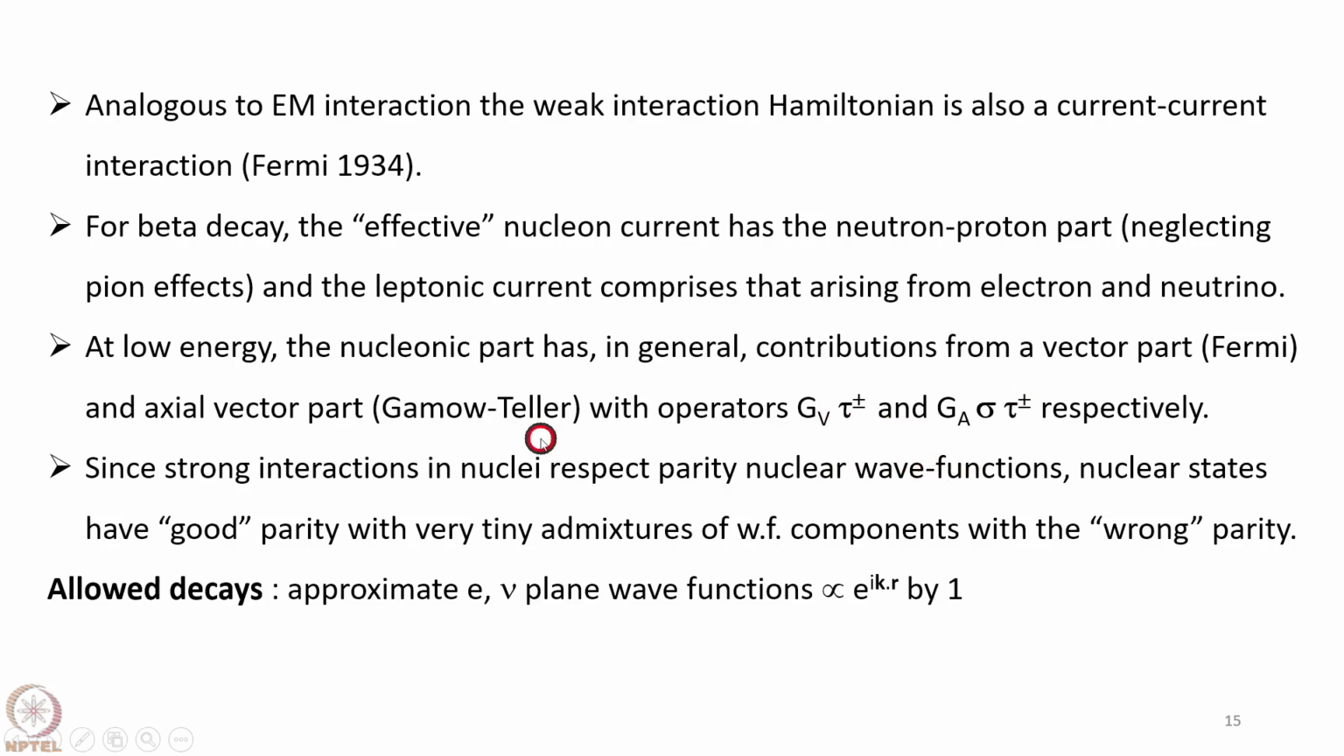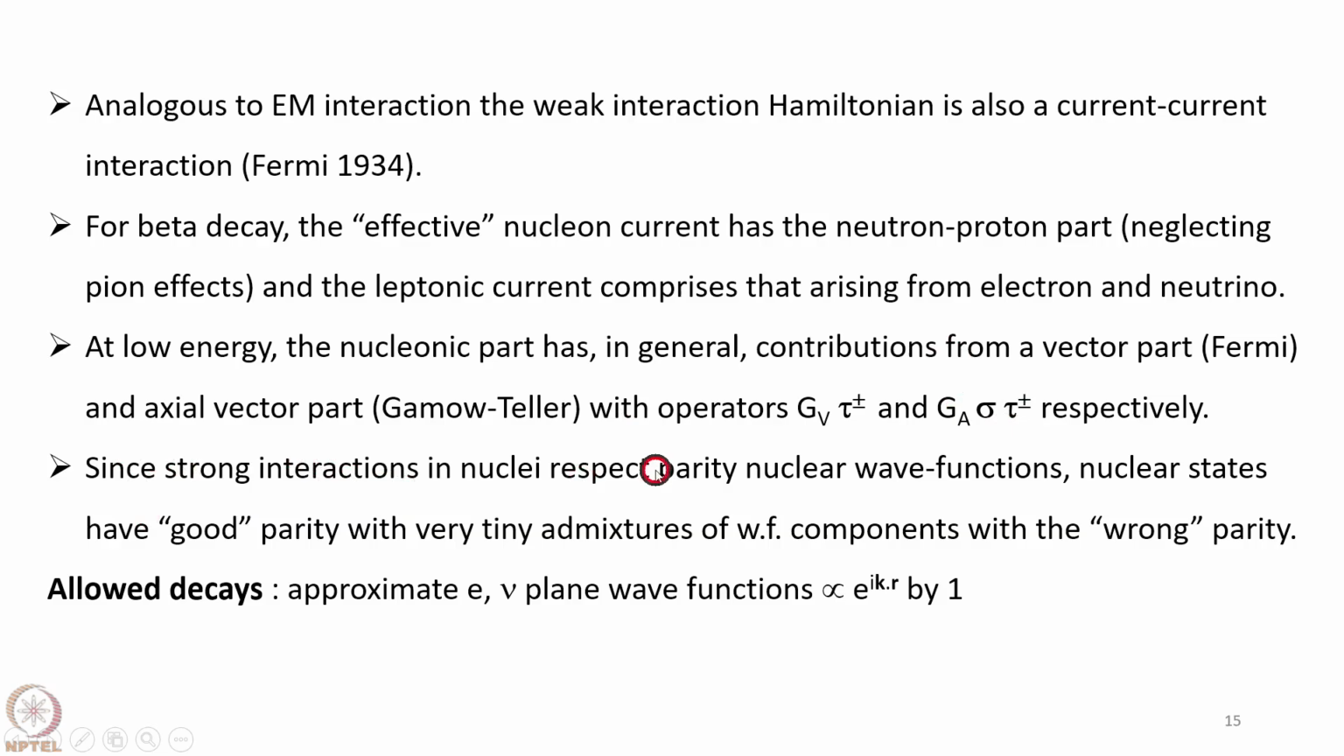In the case of the axial vector, you also have a sigma tau operator, because you can have a spin flip. You can have a nucleon which, let's say, a neutron goes to a proton, but it also flips its spin. So that can be done with the help of a sigma operator.